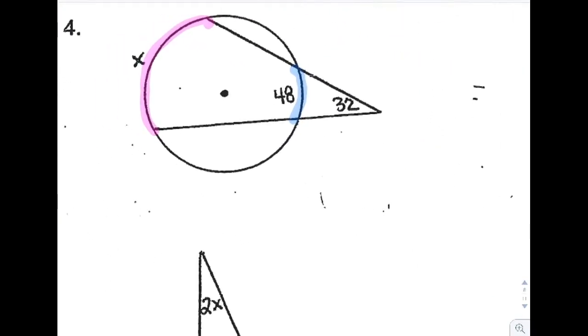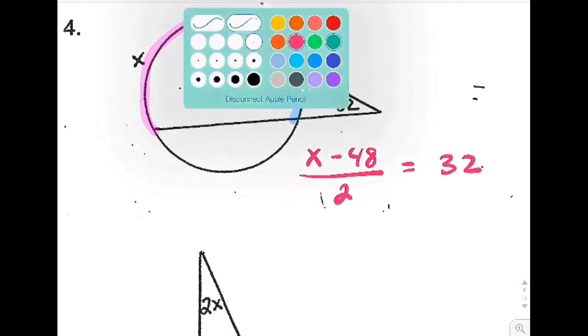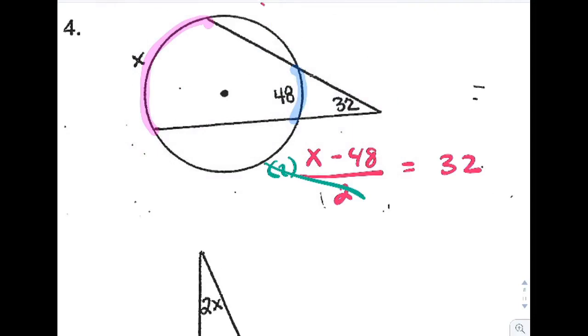Here, the algebra is just a little bit different. Here it's the big one minus the small one divided by 2 equals the angle. So a little bit of algebra, clearing the 2 will set you up nicely for that one. X minus 48 equals 64. Take it from there.